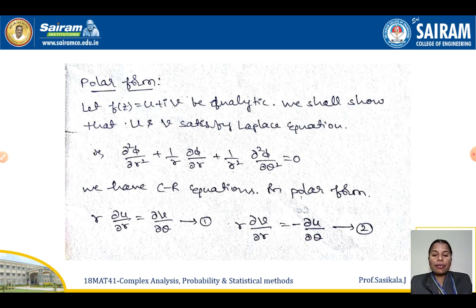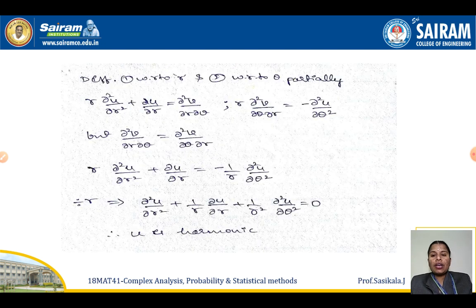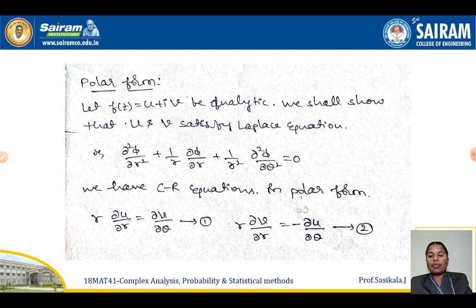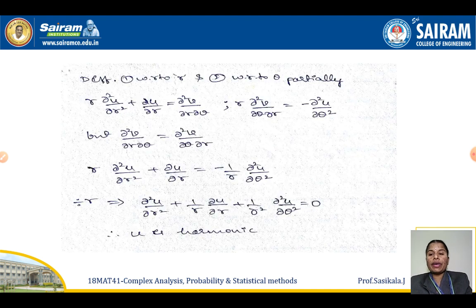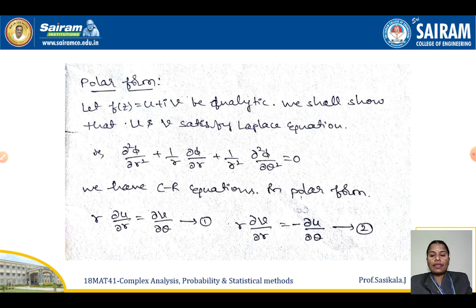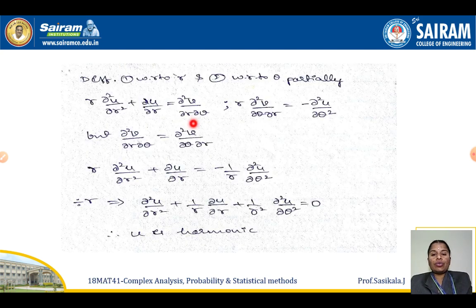So what I am going to do is take a partial differentiation with respect to r in equation number 1 and with respect to theta in equation number 2. When you differentiate with respect to r, r is a variable and ∂u/∂r also is a variable, so I should use the product rule. So r into ∂²u/∂r² plus ∂u/∂r into the differentiation of r, which will be 1, is equal to ∂²v/∂r∂θ. Similarly, in the second equation, r into ∂²v/∂θ∂r is equal to minus of ∂²u/∂θ².